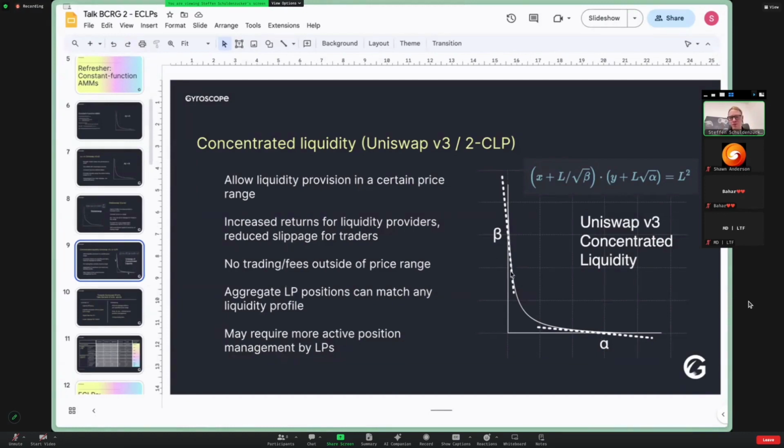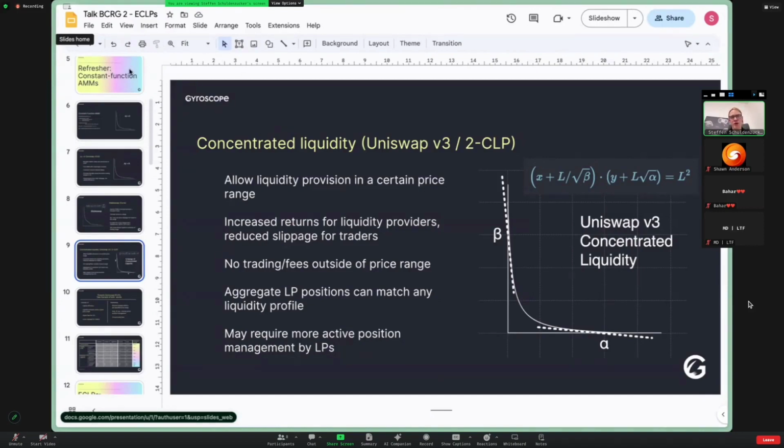So at some point, your balances in the pool will have axis 0, so it's only asset y in the pool, or the other one. So beyond these points, you cannot trade. But what you get is much better liquidity between these prices. And that's, of course, very good. So you recover that price impact.